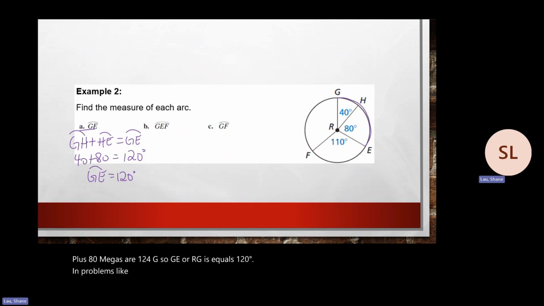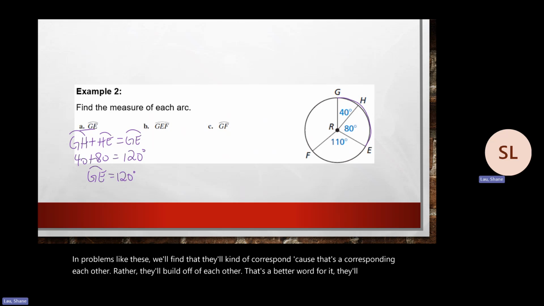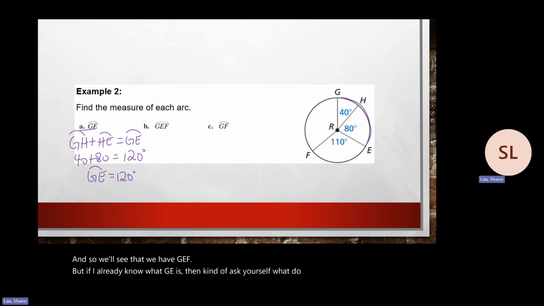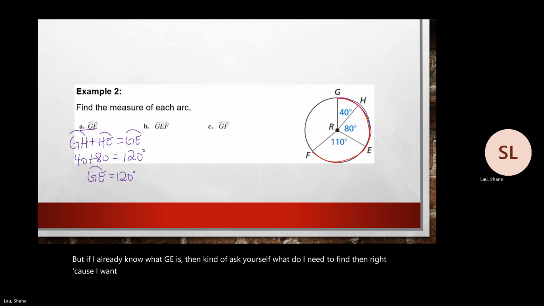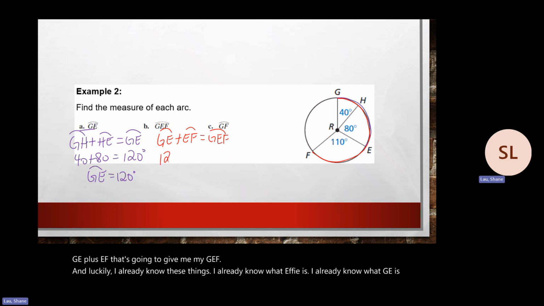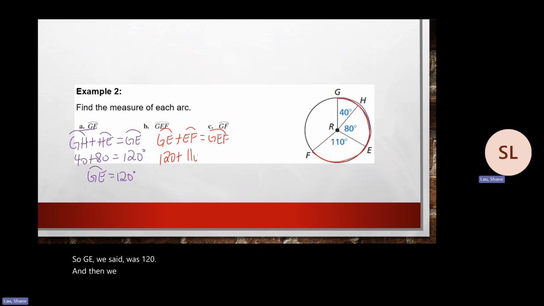In problems like these, we'll find that they'll build off of each other. And so we'll see that we have GEF. But if I already know what GE is, then ask yourself, what do I need to find then? Because I want GEF. Well, if I already know what GE is, GE plus EF is going to give me my GEF. And luckily, I already know these things. I already know what FE is. I already know what GE is. GE, we said, was 120. And then we have EF, which is 110. That equals GEF. And so I just say, well, 230 equals GEF.